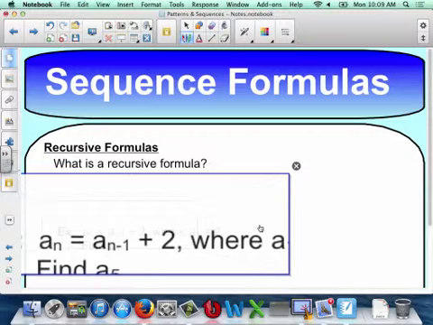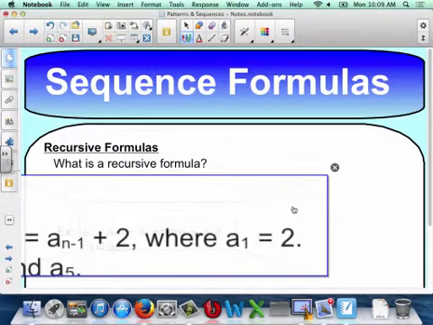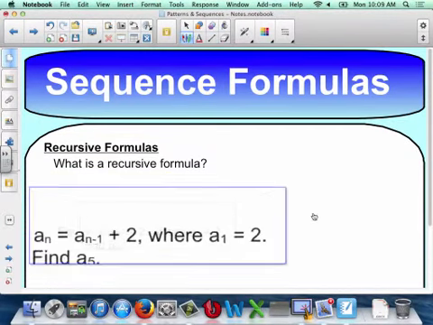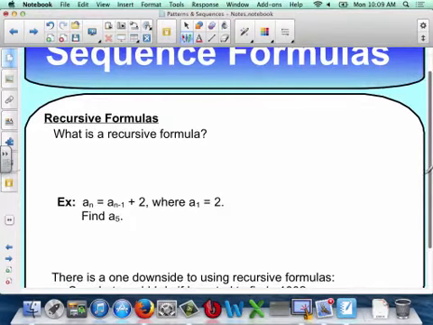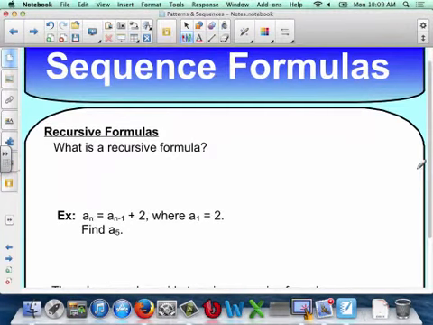Now the problem with the recursive formula is we have to have a starting value. So anytime you're given a recursive formula, you're always going to be given the original term, the first term. That's what the A sub 1 means. It's your first term. That's our starting point. So what are we asked to find with this problem? Find A sub 5, which means the fifth term.